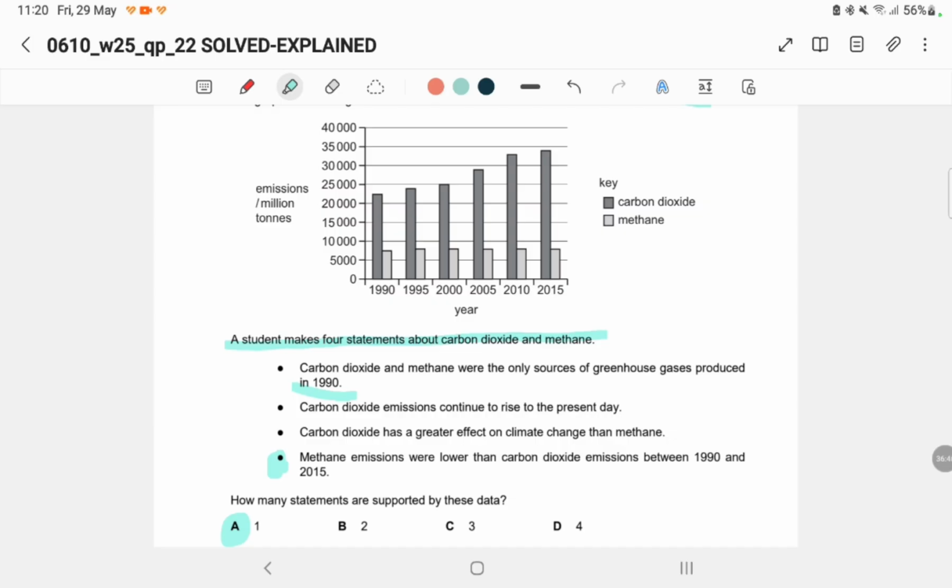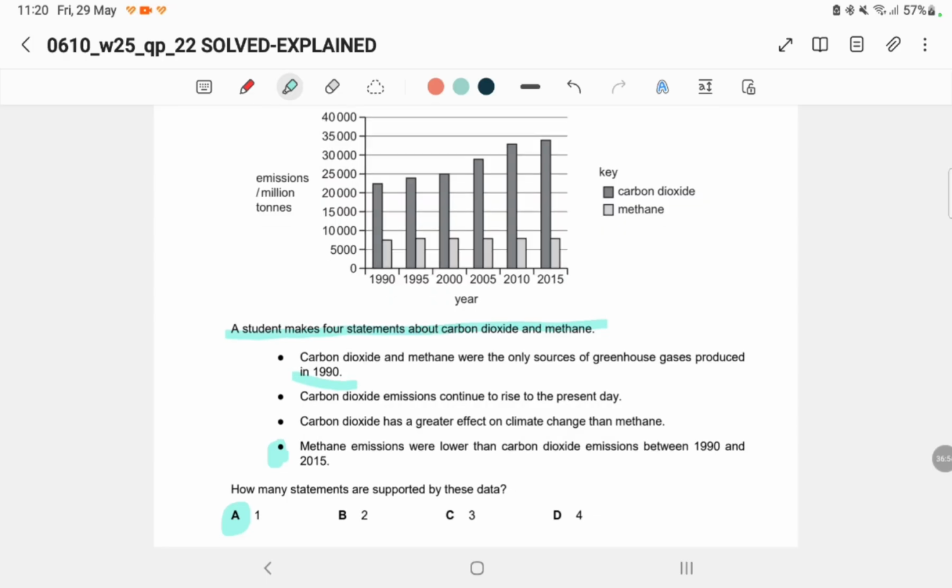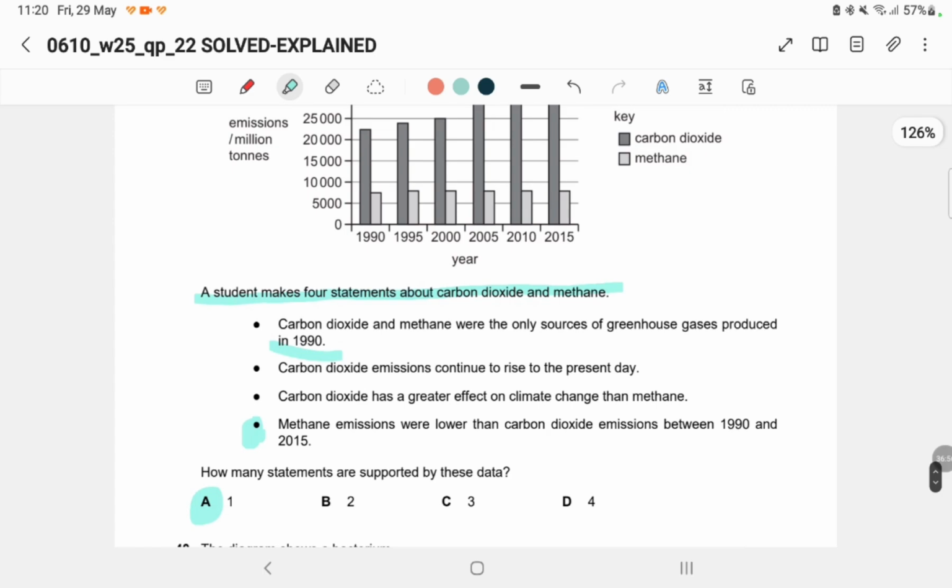Carbon dioxide emission continues to rise to the present day. Who knows? The present day is not 2015. The present day in this exam was October, November 2025. It was year 2025, like 10 years away from 2015. So basically, it will be incorrect.